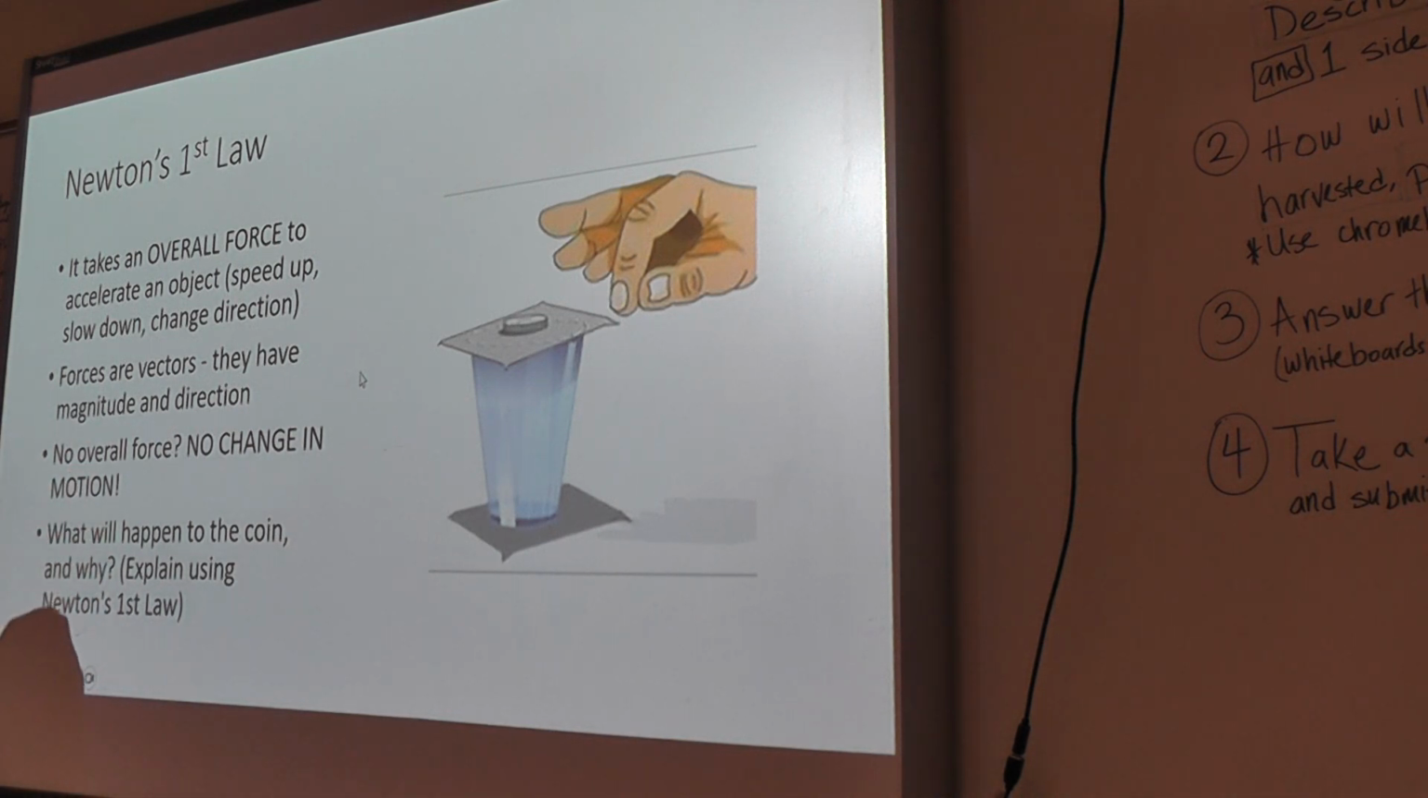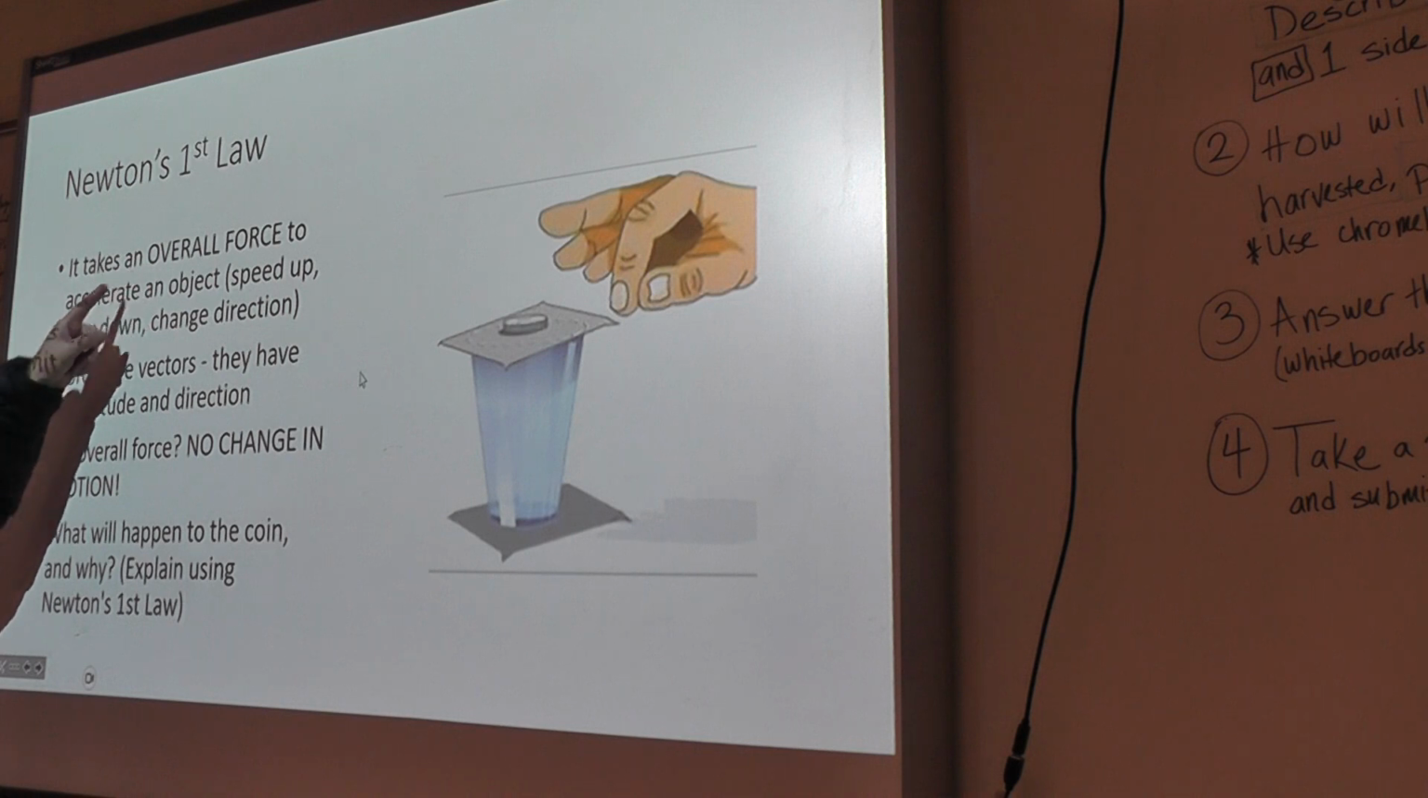But if I pull slowly on this card, then the coin starts to move toward me. That was a change in motion. That change in motion is acceleration. It's accelerating toward me. What does that tell us? There must have been an overall force in my direction. Okay? What happens if I pull it really quickly?